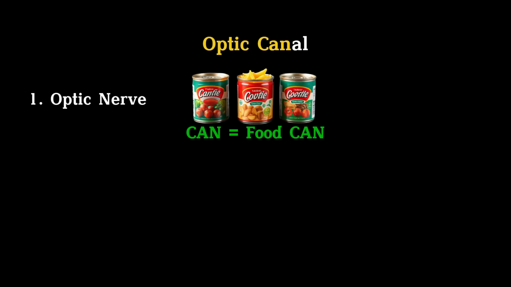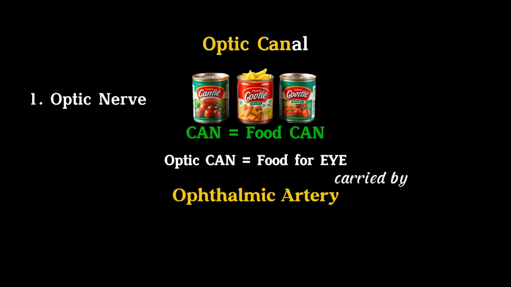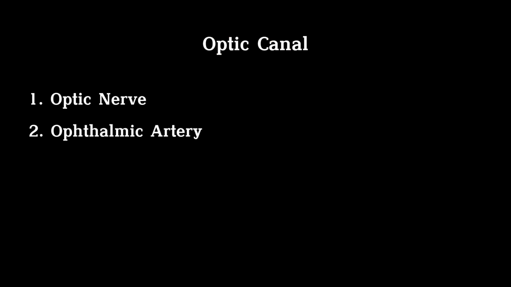Next is optic canal. The word optic itself reminds of optic nerve. So one structure passing through optic canal is optic nerve. To remember the second structure, take the can part of canal. The word then becomes optic can. The word can here means food can. So optic can means food for eye. Food for eye is carried by ophthalmic artery. So the second structure passing through optic canal is ophthalmic artery.